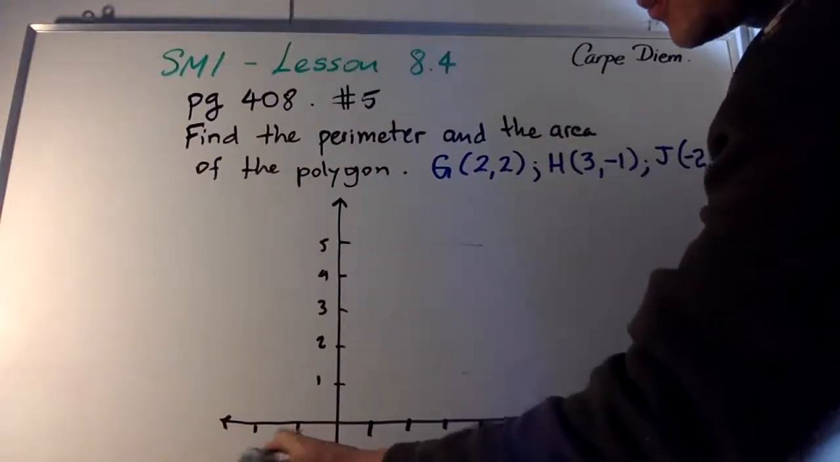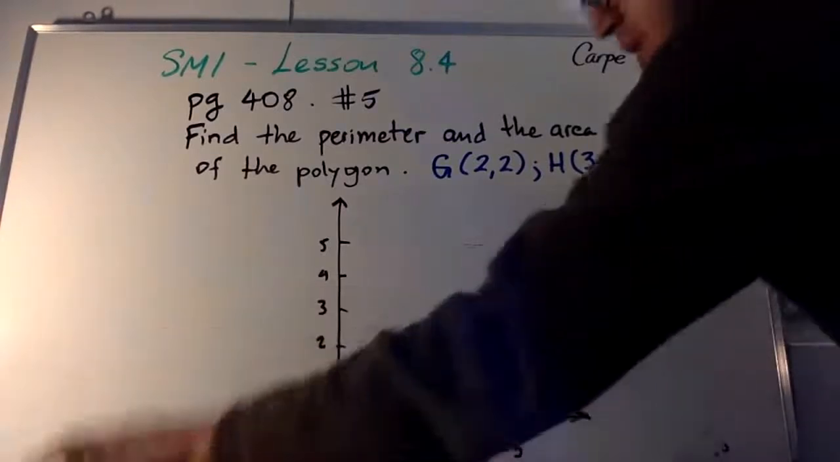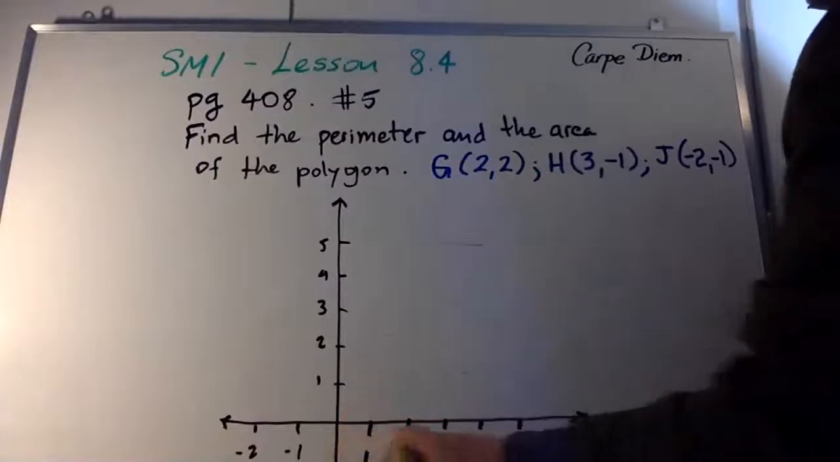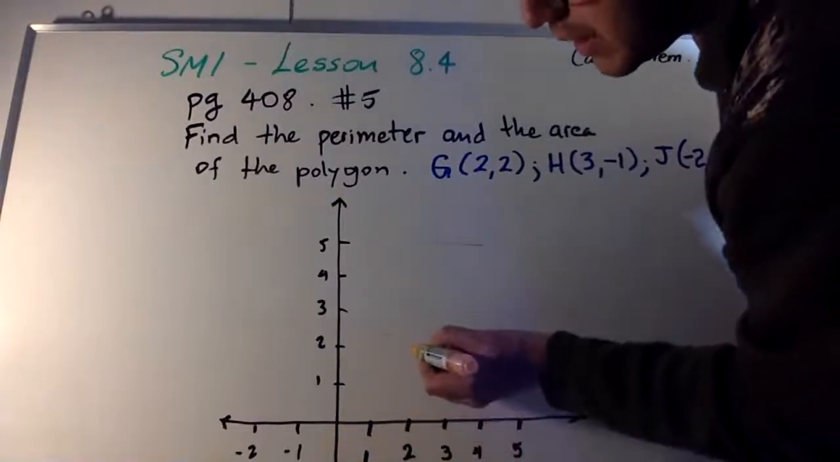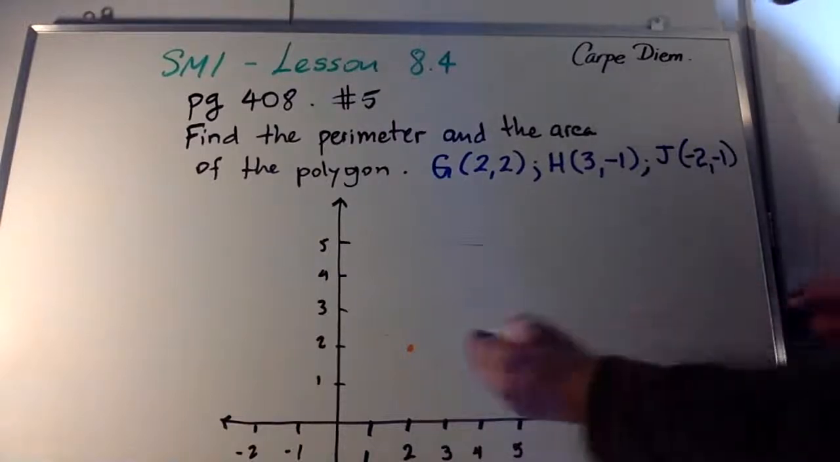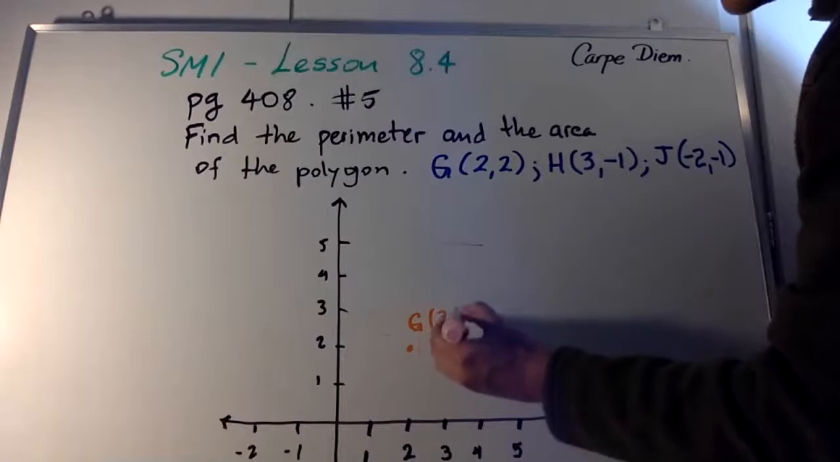And now let's start locating each of these points, okay? Let's use orange. So we have G is (2, 2), so 2 to the right and 2 up, okay? So this is where G is, all right? So G is (2, 2).